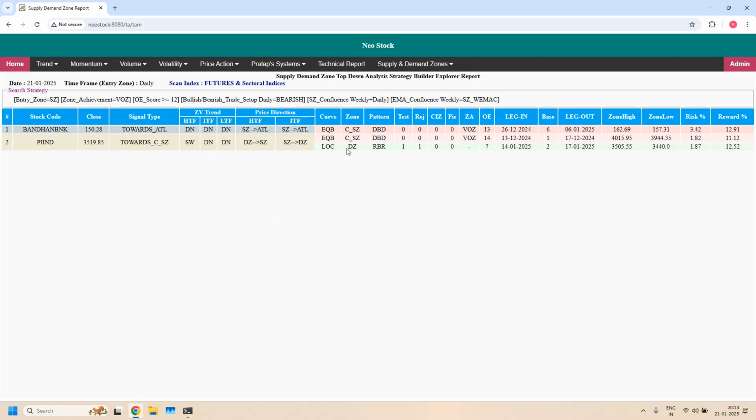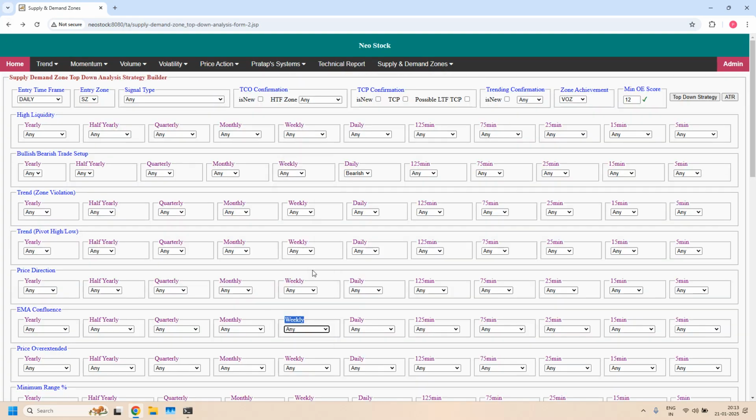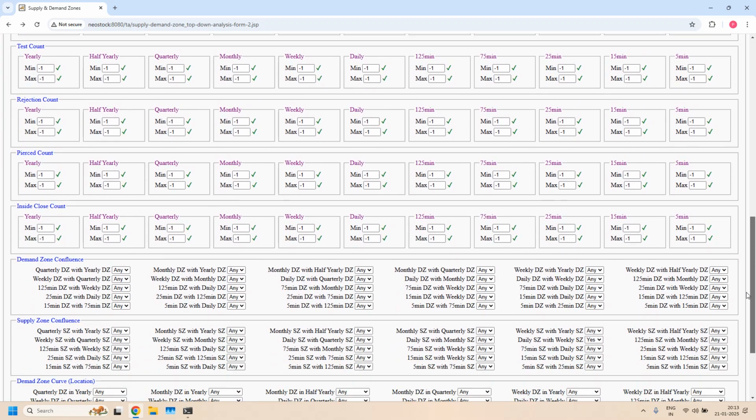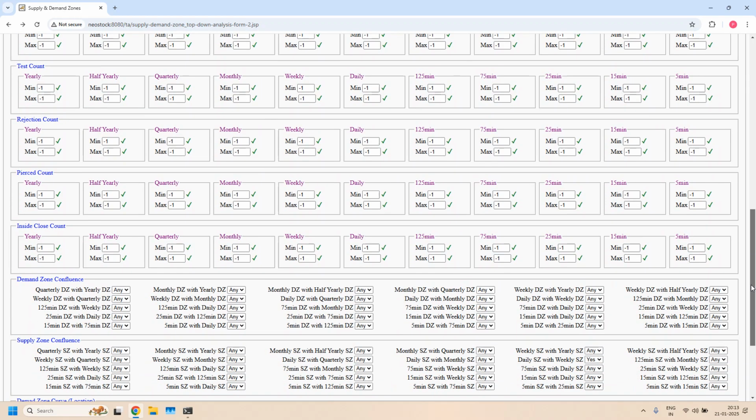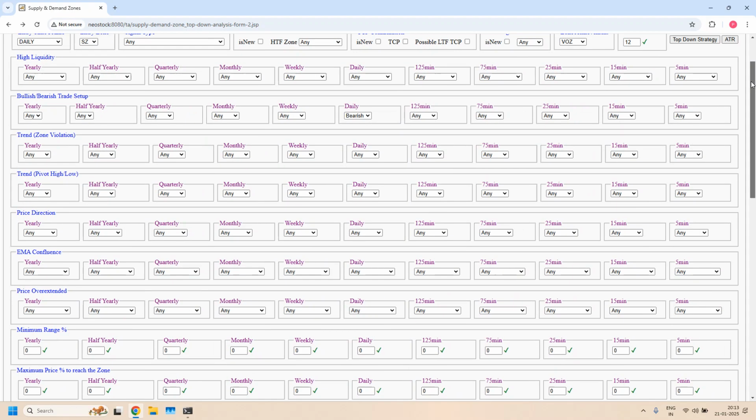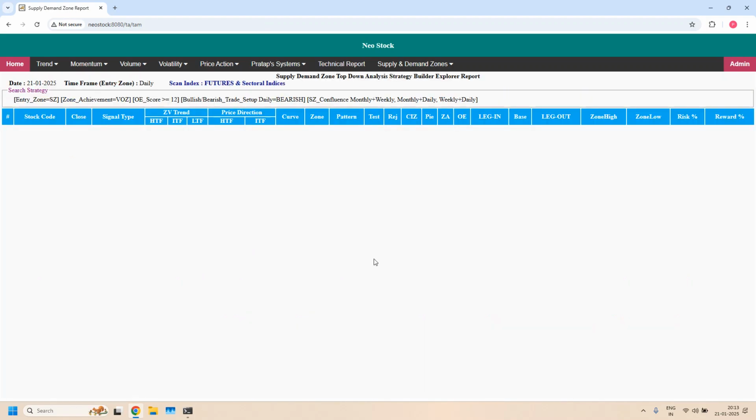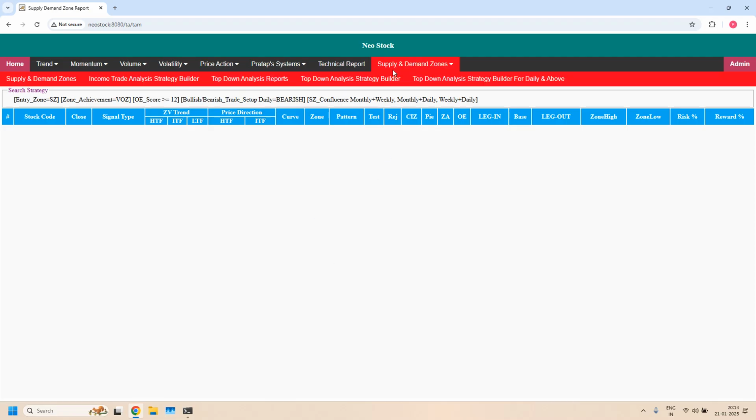Now let's verify whether both these stocks also have HTF confluence. I am removing the EMA filter. And in the HTF confluence, 3 filters we have to set. Already daily and weekly is enabled. Next, daily with monthly supply zone confluence. Next, weekly with monthly supply zone confluence. With all the 3 filters enabled, we did not get any HTF confluence, but they are supporting an ITF high probability setup. Okay, this is about the bearish trade setup for monthly income trade.